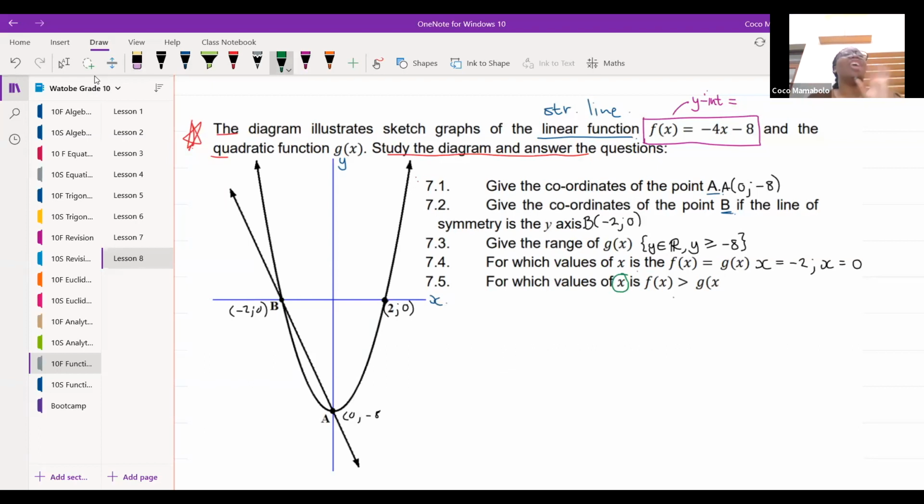Mattel's like, yes, absolutely. They want the x values. Okay, now they're asking us, they want to know where f of x is bigger than g of x. Which graph is f of x, guys? Which of the graphs is f of x?